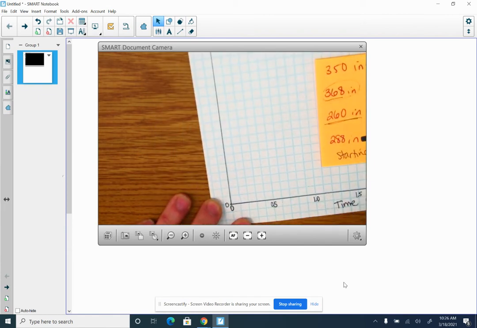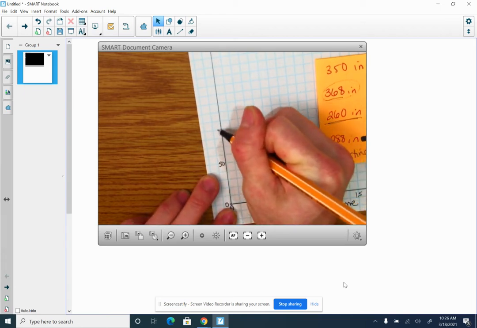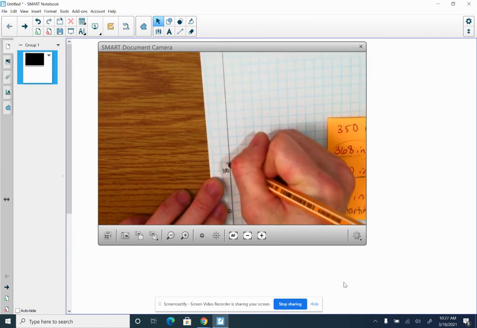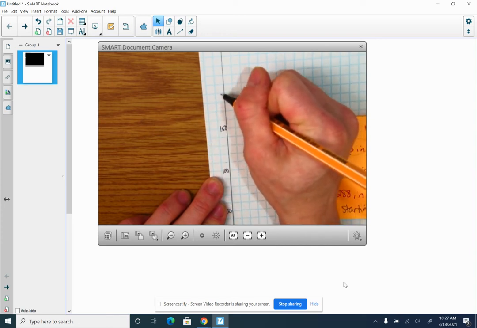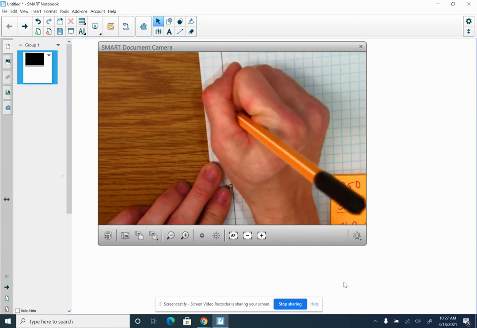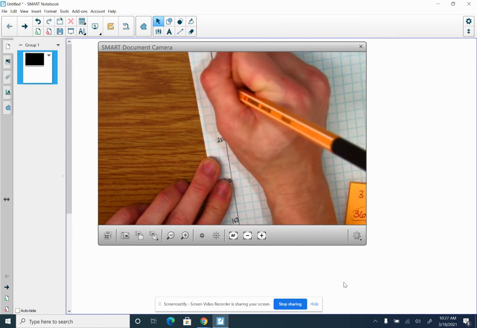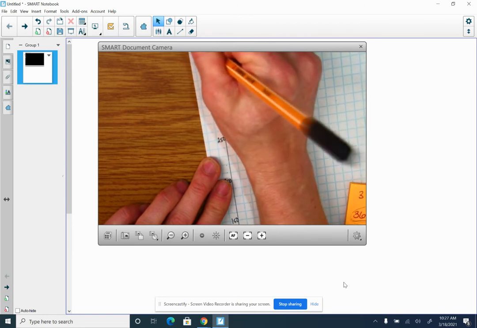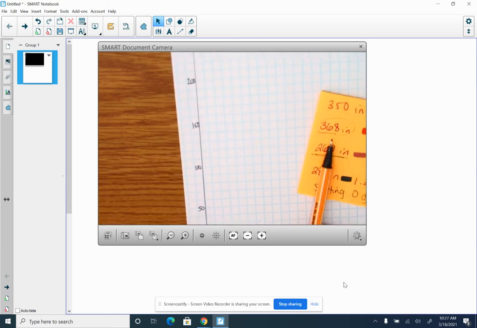So again, I'm not going to put a number on every single line because then it gets too crowded. So we're going to do every 5 again. So 10, 20, 30, 40, 50, 60, 70, 80, 90, 100, and so on, 200, 250, and I'm going to put 360 and 370 just because we do get up to almost 370.